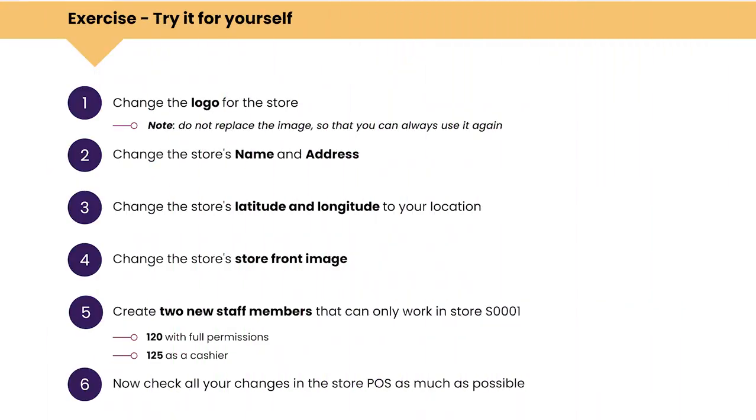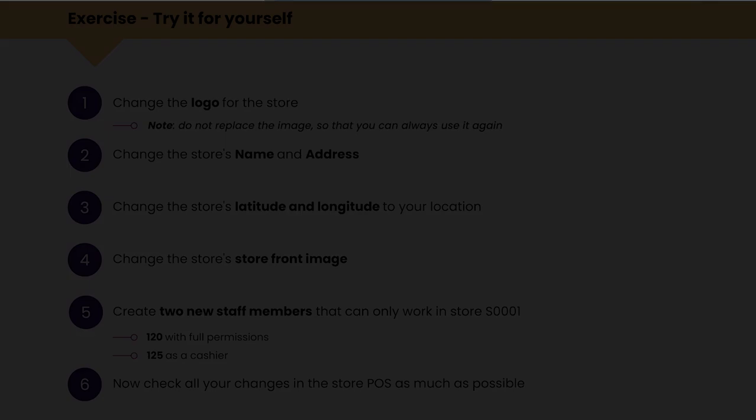We have an exercise to do. In this exercise, we are going to be making some changes for our store number S0001. That is the main store we've been using in our POS. The first thing to do is to change the logo for the store, and we are supposed to take care not to change the image, so that it can be used again. So what are we talking about?